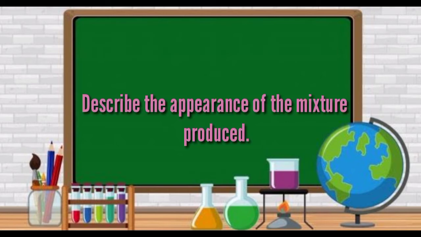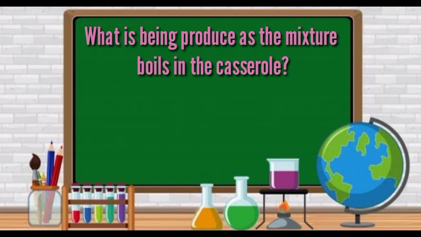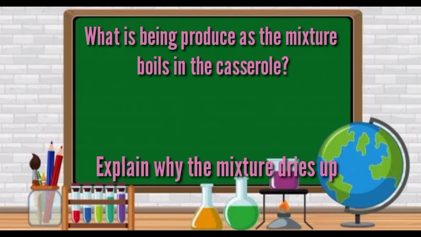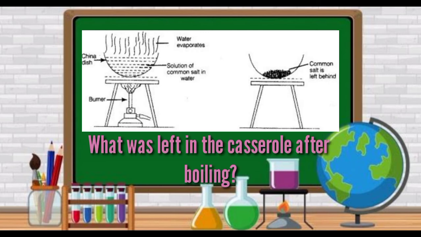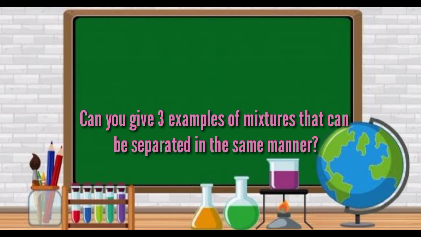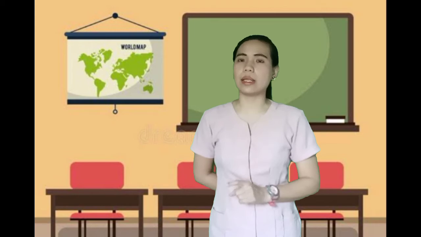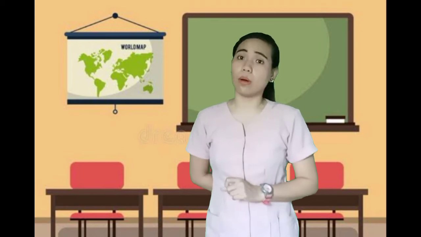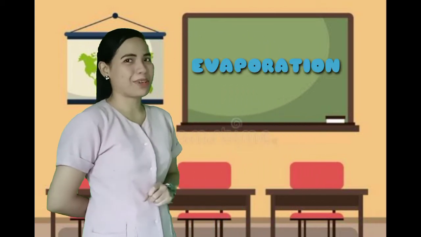What is being produced as the mixture boils in the casserole? Explain why the mixture dries up. What was left in the casserole after boiling? Can you give 3 examples of mixture that can be separated in the same manner? The technique you use in separating salt in water is called evaporation.